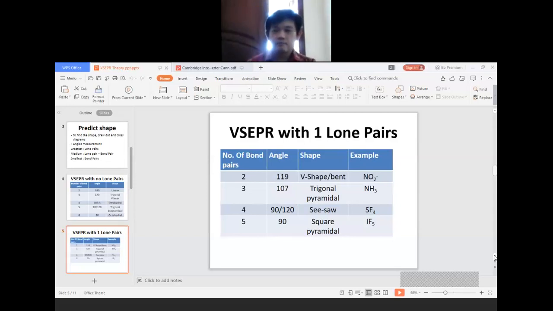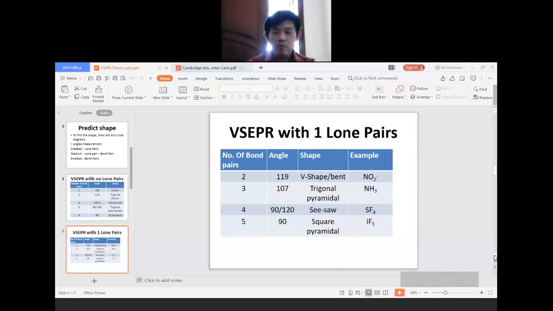And then three bond pairs with one lone pair. The shape is trigonal pyramidal, which belongs to NH3. If you imagine, after you draw NH3, there is a lone pair at the end: one lone pair and then three bond pairs.